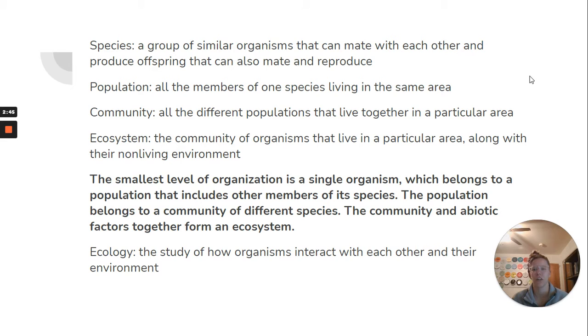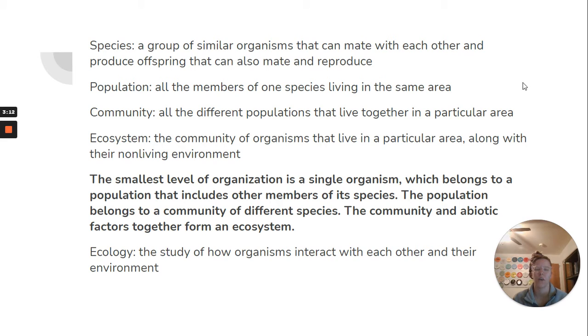We have a species, which is a group of similar organisms that can mate with each other and produce offspring that can also mate and reproduce. Population is all the members of one species living in the same area. Community, all the different populations that live together in a particular area. Ecosystem is the community of organisms that live in a particular area, along with their non-living environment.